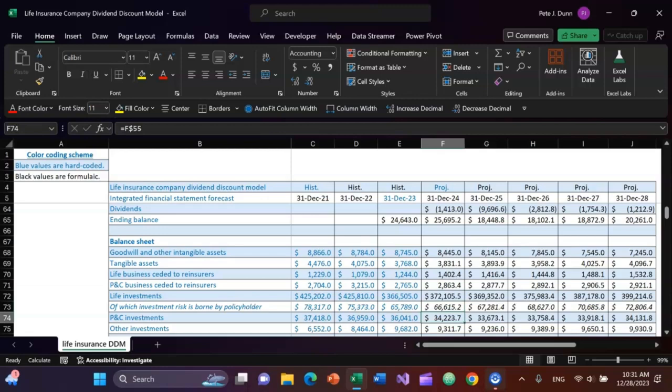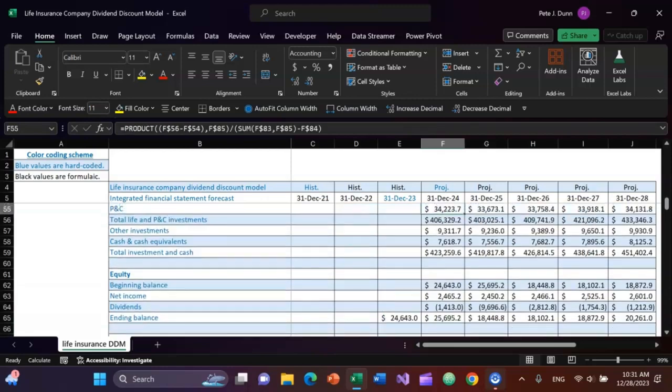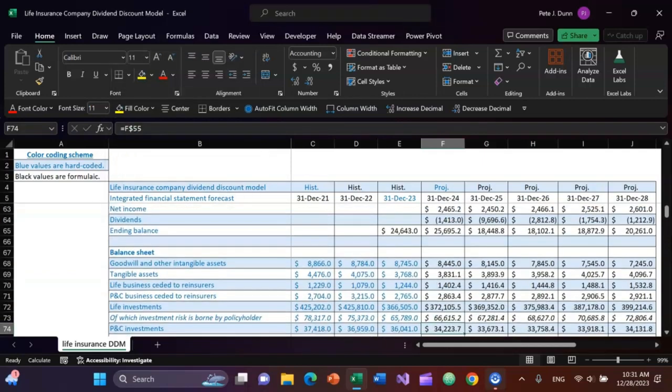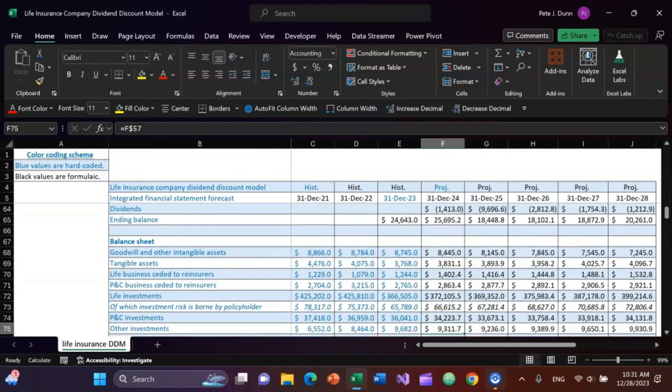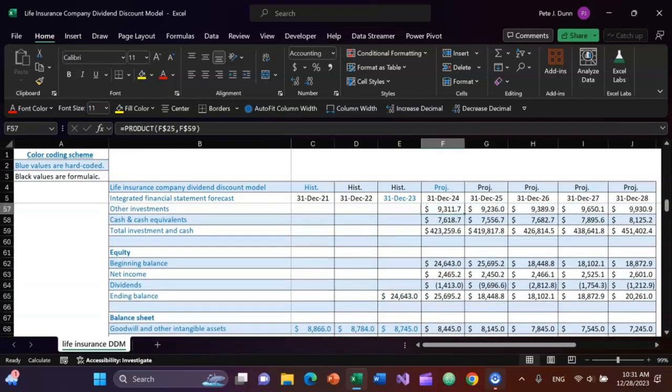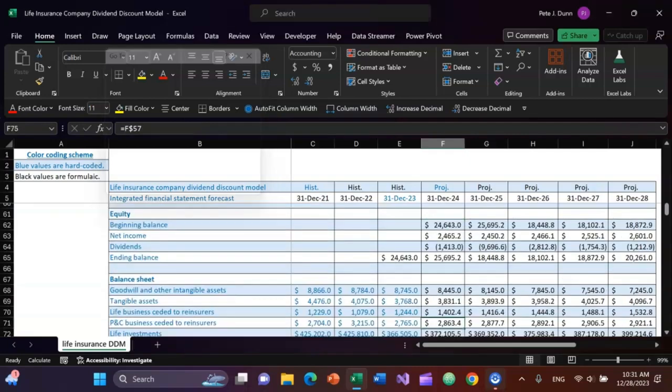Property and casualty investments, we've already forecasted. That's in row 55. So I'll do Control F bracket. And it's this formula here. F5 enter to get back. Other investments, we referenced that from row 57 since we've already forecasted that out. F5 enter.